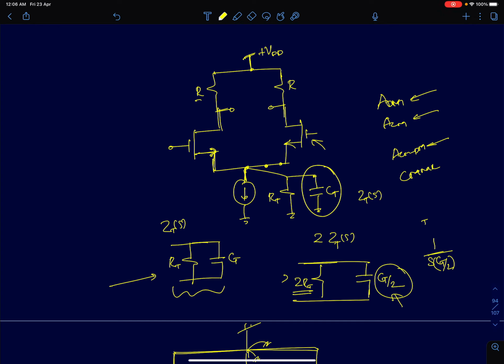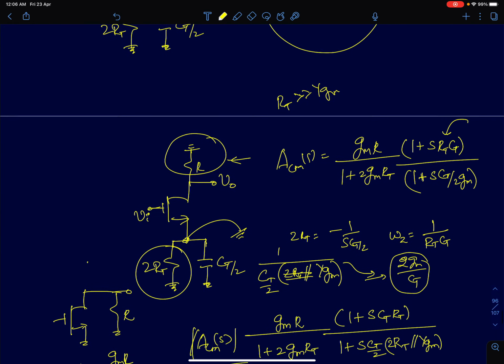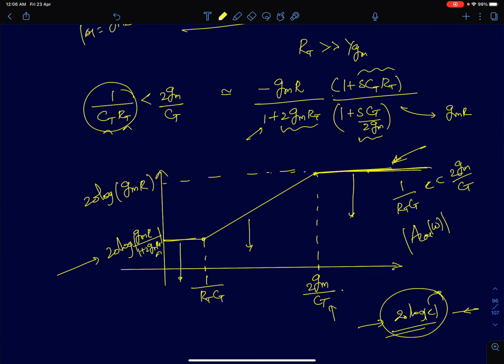However, the common mode gain has a very strong dependence on the capacitance CT. We saw that, if you recall this analysis which we carried out here, initially the common mode gain was very small, which was GMR, but it was getting divided by 1 plus 2 GMRT. 2 GMRT is a very large number. It was very small because generally RT is a very large number. It will be generally much larger than R. So therefore, we were seeing that the common mode gain was very small.